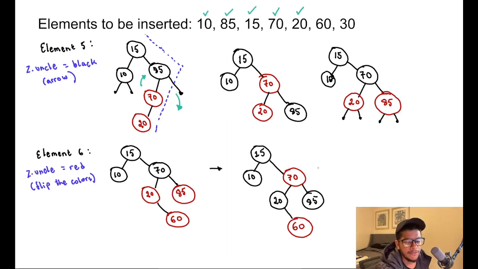Now, do we have it in a balanced state? If you think about it, you can see that from 15, it's got one intermediary, one intermediary, one intermediary. So at this current state, it's balanced, it's not violating any property, so we can proceed to inserting the next element.